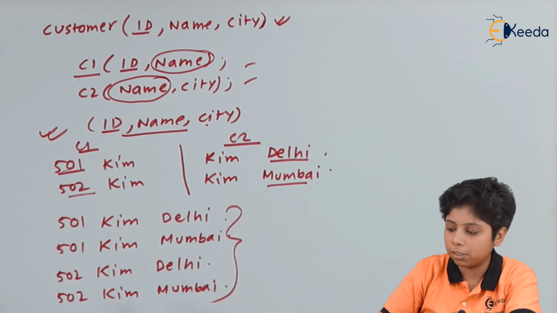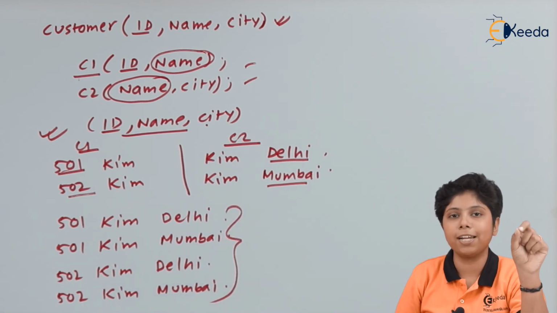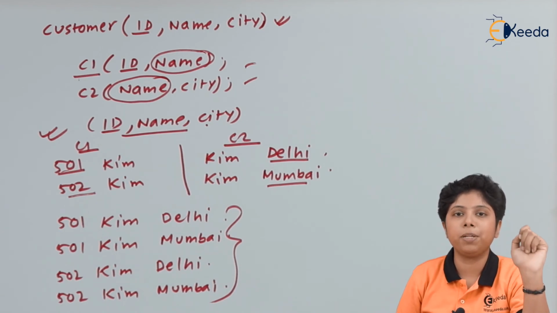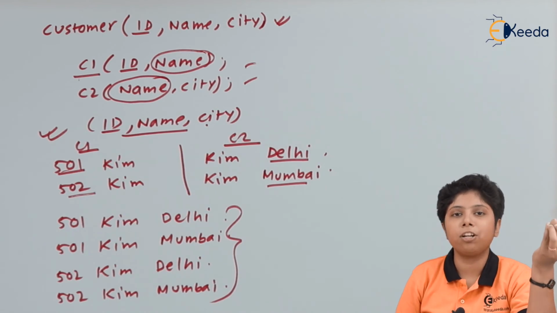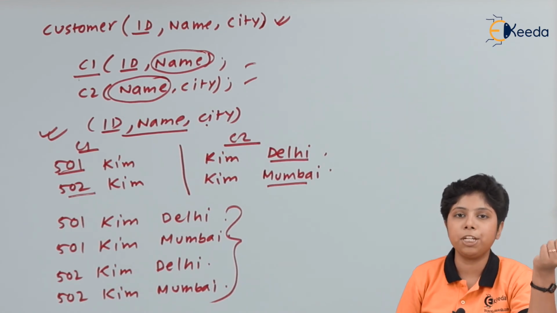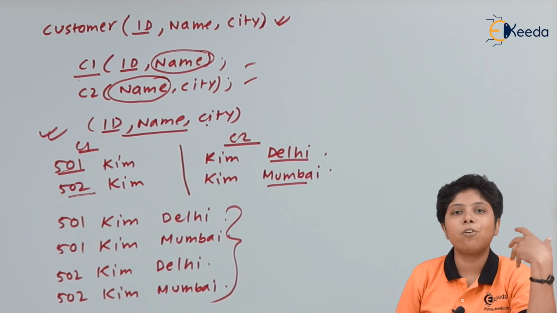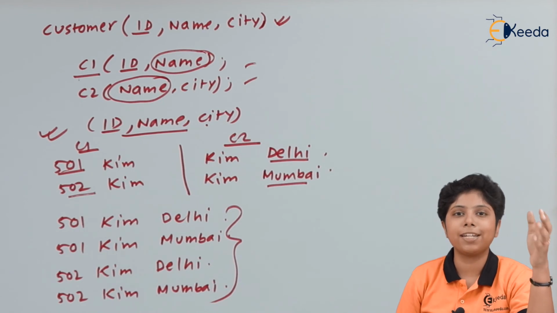So we have all the possible combinations but not the result of which city Kim is residing in. So that is considered to be a lossy decomposition. In a lossy decomposition, the common attribute cannot uniquely define each of the relations, and the combination will have erroneous data.